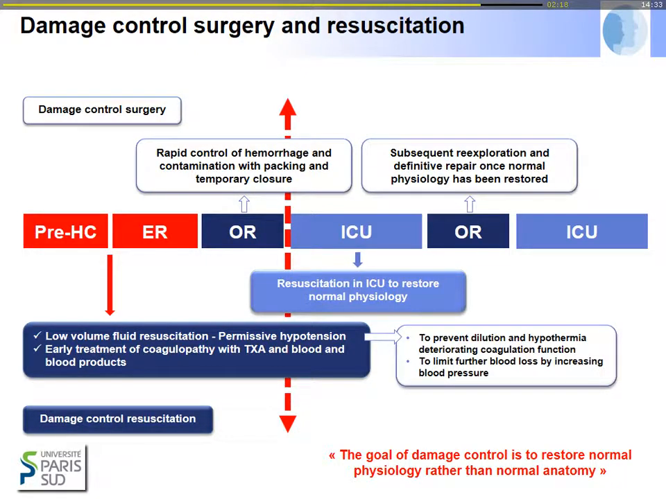So in conclusion, it's clear that in trauma patients during the last 10 years, we have observed a very aggressive strategy concerning transfusion. We give more and more red blood cells, and we try to restore the coagulation of our patient as quickly as possible.